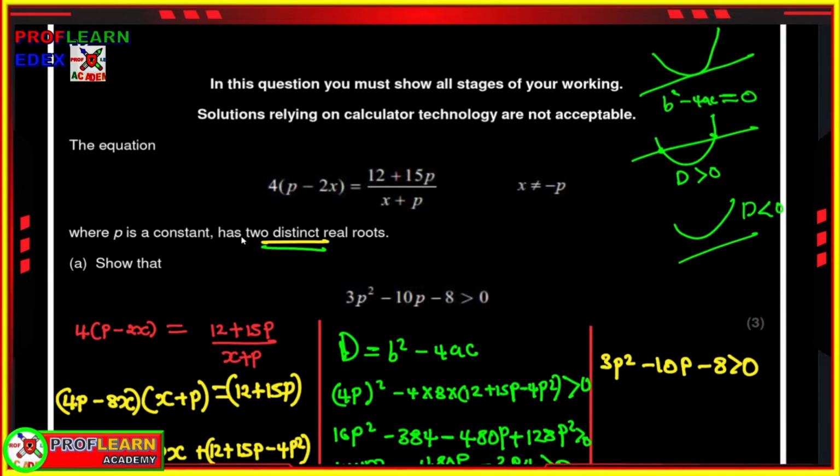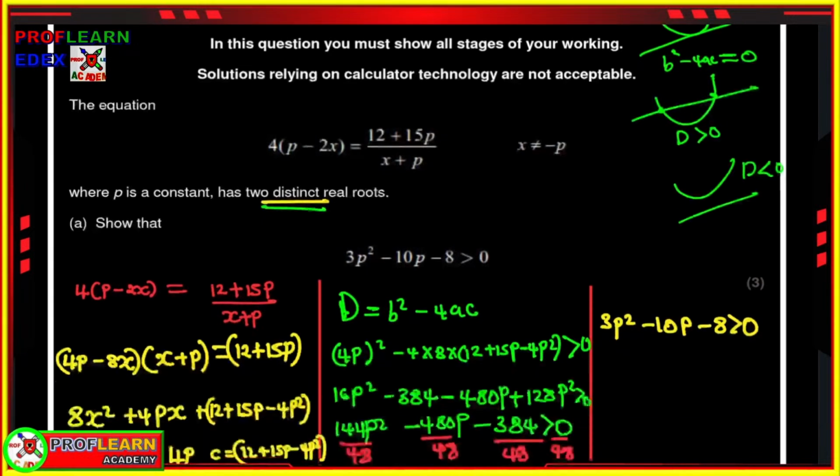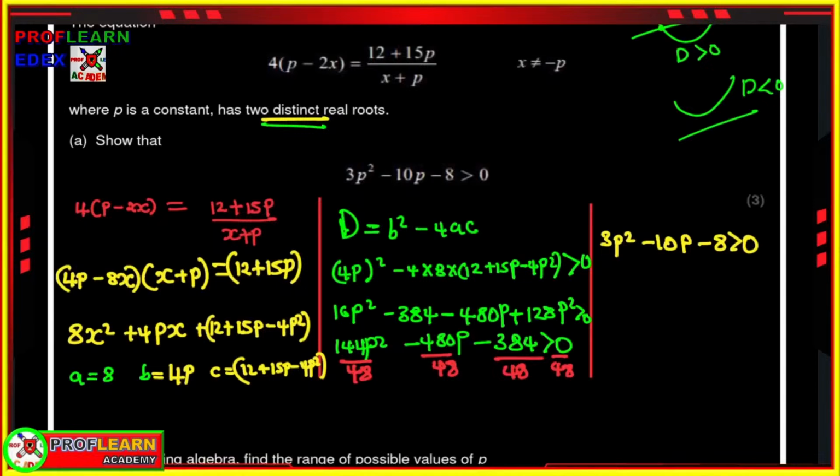Where p is a constant, it has two distinct roots, which means that the discriminant is going to be greater than 0. Then we multiply both sides by the denominator, and we form a quadratic equation. Our quadratic equation here is 8x squared plus 4px plus 12 plus 15p minus 4p squared. The whole of this is a constant, and that is the value of our c.